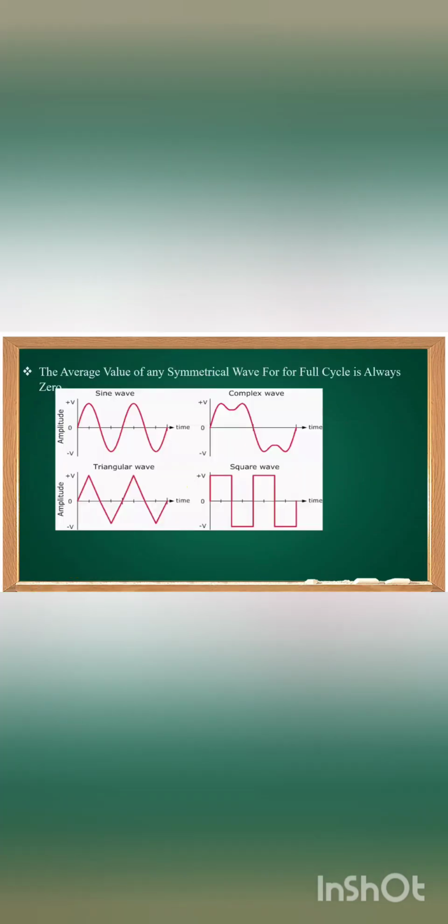Any symmetrical waveform: symmetrical waveform in the sense that the positive area and negative area are equal. The average value of any symmetrical wave for a full cycle is always 0. You take any symmetrical waveform for one cycle, then positive area equals negative area, so what is its average value? The average value is 0. This point also you have to remember. With this knowledge, how to calculate the average value of any function?